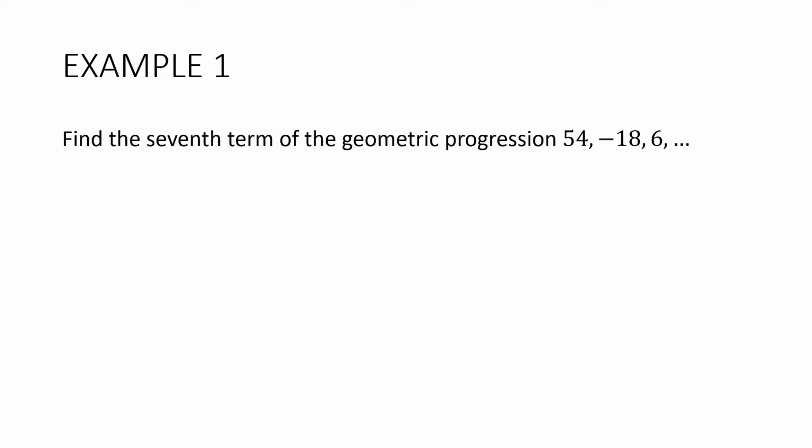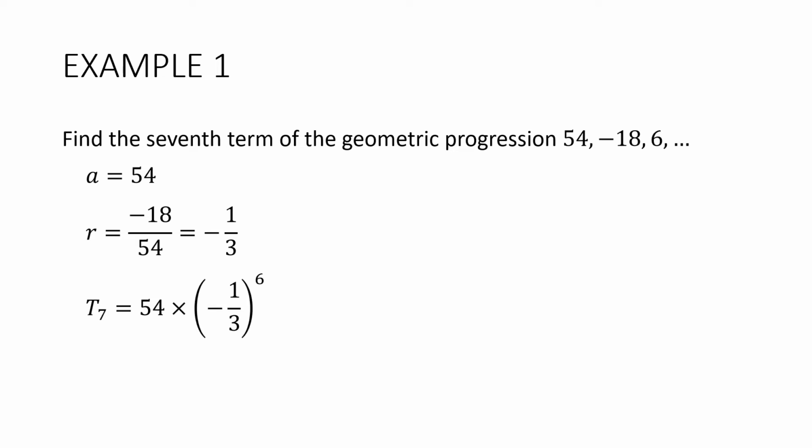Here's our first example. Find the seventh term of the geometric progression 54, negative 18, 6, etc. So a is going to be 54. What about r? So we're going to do negative 18 divided by 54, and reduce that down is negative 1/3. Now we can go into the formula. So we want the seventh term. It will be 54 multiplied by negative 1/3, put that in brackets, to the power of 6. And into the calculator, we end up with 2 over 27.